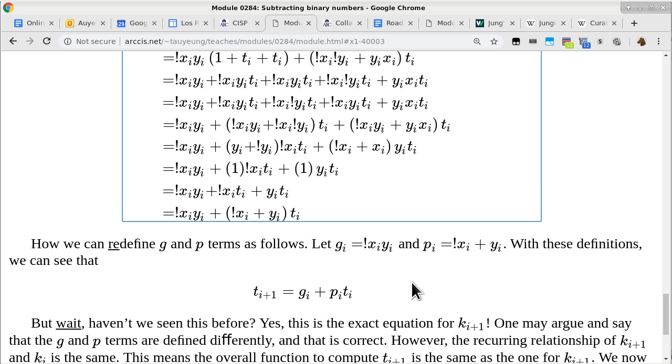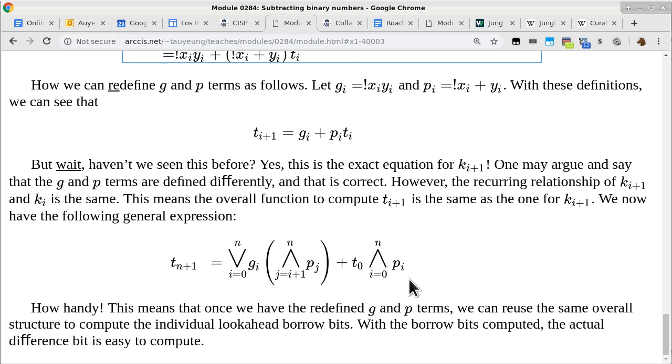So as long as I can express T i plus 1 as Gi or Pi and Ti, all those tricks can be applied again. So what is that telling you? I sure hope this looks familiar to you. It looks exactly the same. It is exactly the same. The only difference is how we define the G term and the P terms. The G term was just a simple conjunction between Xi and Yi. It is now the negation of Xi and Yi. We just have to negate the X first before we do the conjunction.